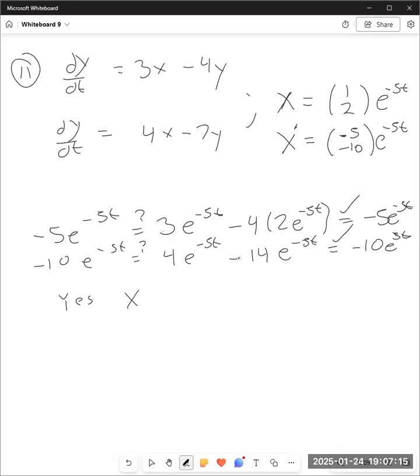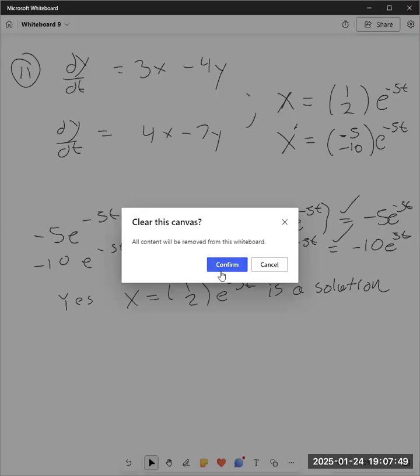So yes, X equals [1, 2] e to the negative 5t is a solution to the given system of linear first order differential equations. Let's go ahead and wrap up here with number 13.